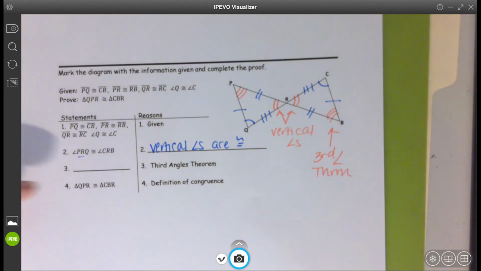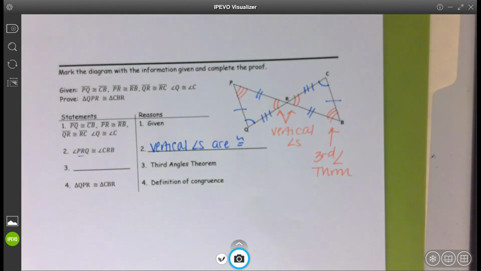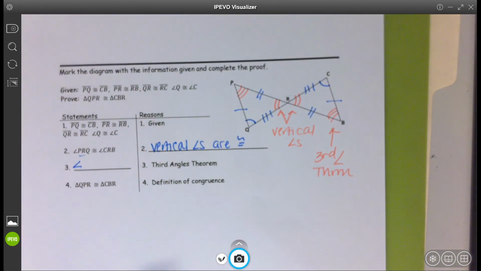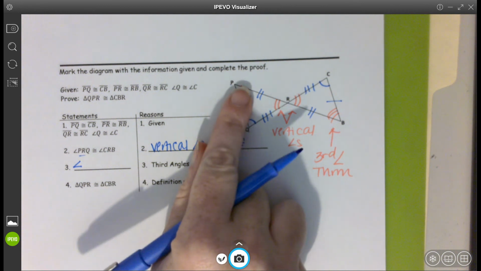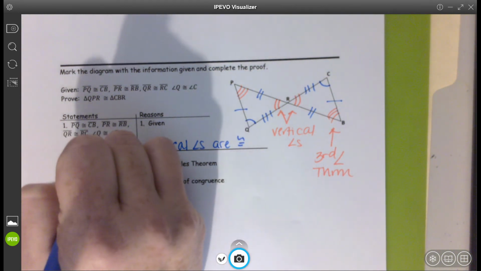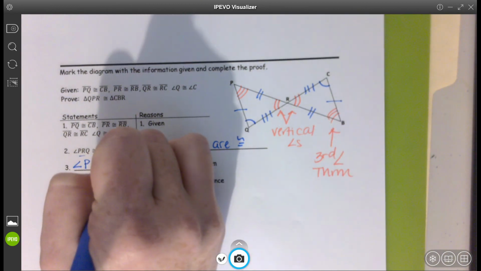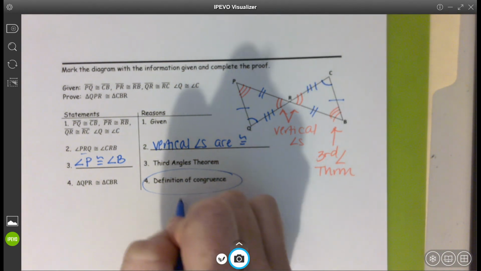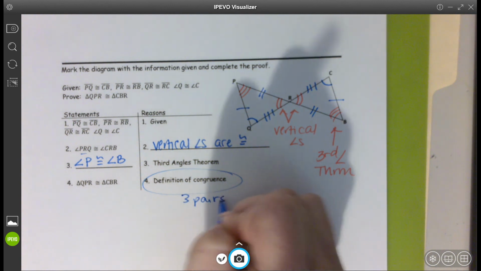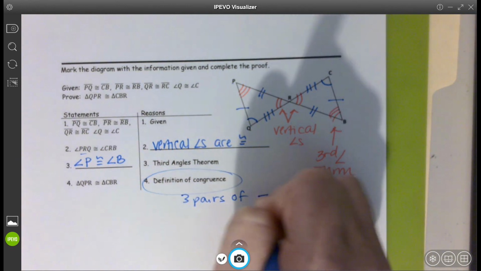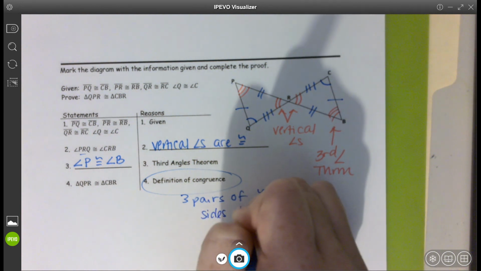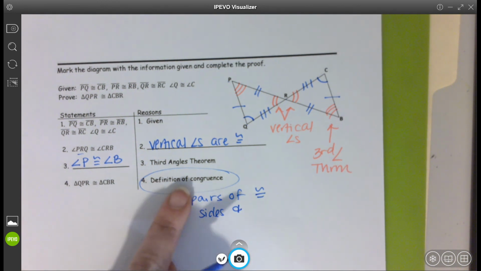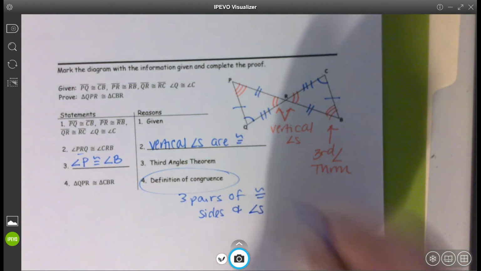All right. So now the next one, look, it says blank third angle theorem. They want us to name our third angle. Remember, order does matter. But in this case, I'm not going to use 3 letters. I'm going to use 1 because there's only 1 letter here that could easily identify angle P. So angle P is congruent to angle B by the third angle theorem. Because we have 3 pairs of congruent sides and angles, we can prove our triangles are congruent and state their name, that they are congruent to each other, order matters, and then say definition of congruence. And that is your whole proof.